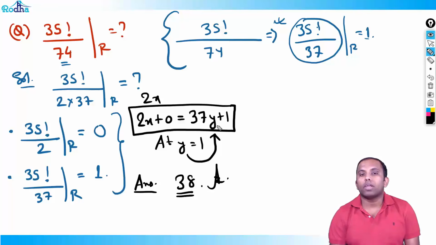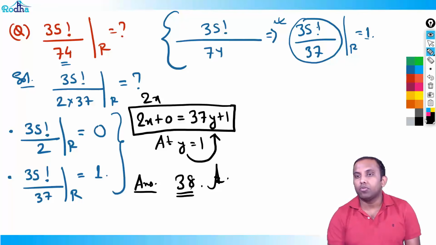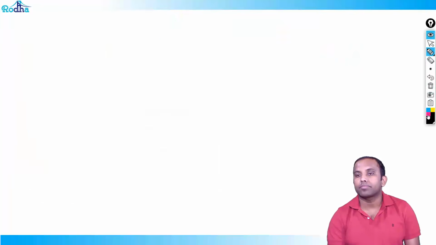Even if you put x equal to 19, 2 into 19 is 38, so the answer will be the same. It's your wish. Again, this is a good question. You have to observe these things. Okay, fine. Let's move to digital sum now.